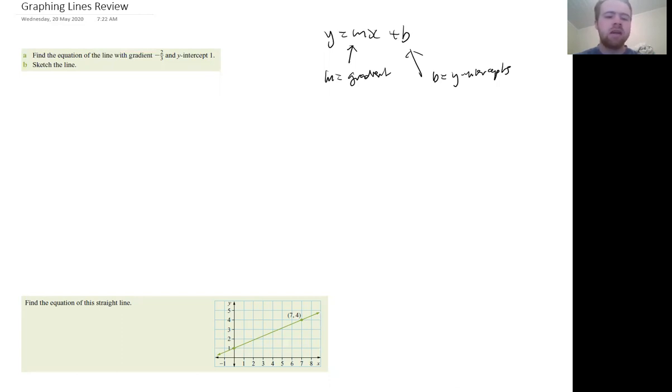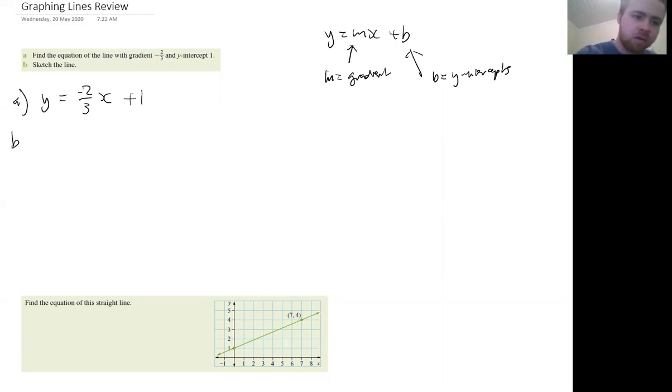So if the gradient is -2/3, then our equation is just going to be y equals -2/3 x, okay? And you can just write the x to the side of the fraction. You can write the x at the top of the fraction. You don't write the x in the bottom of the fraction, but you could write it that way too. And then the y-intercept is 1, so it's just going to be +1. And that's our equation. Easy as that for part A.